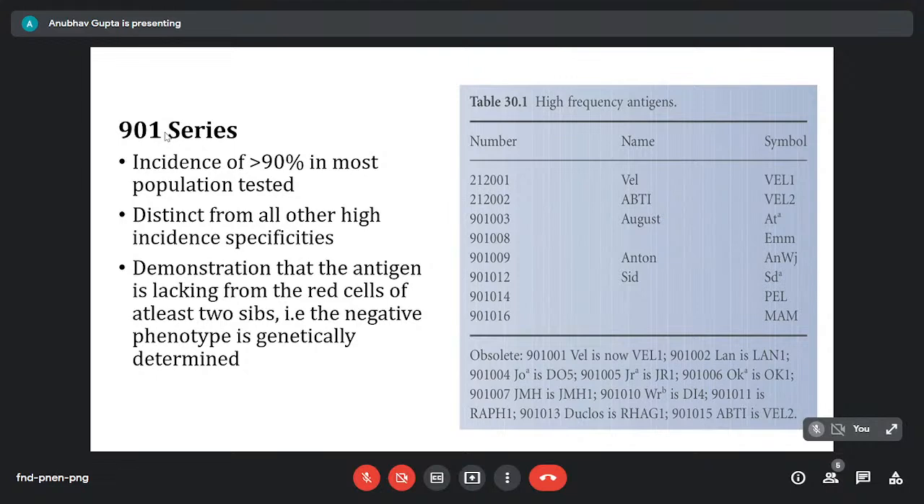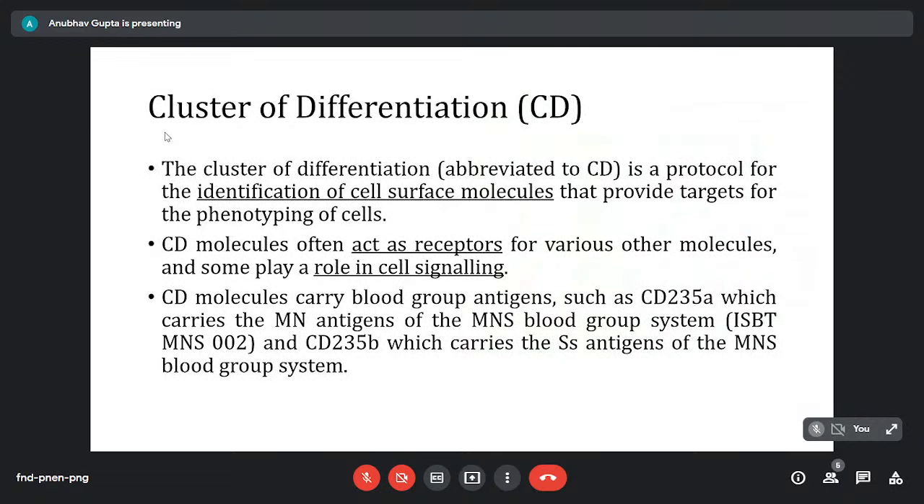So what is cluster of differentiation? Cluster of differentiation, abbreviated as CD, is a protocol for the identification of cell surface molecules that provide the targets for phenotyping of cells. For PNH, which I was talking about, CD55 and CD59 are markers for the complement system, but they are also markers of some blood group series, collections and systems. So the CD molecules are for the identification of those molecules.